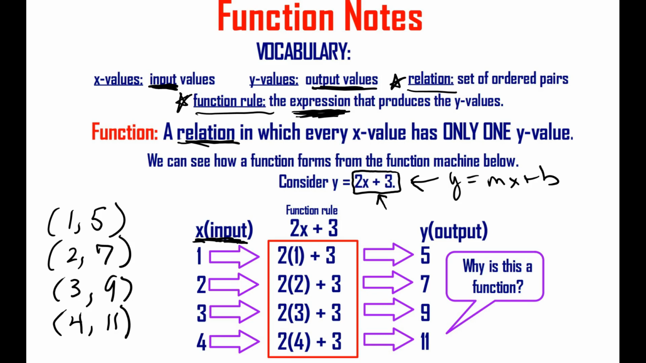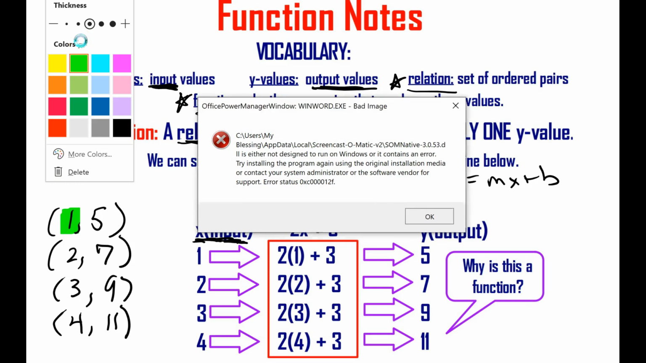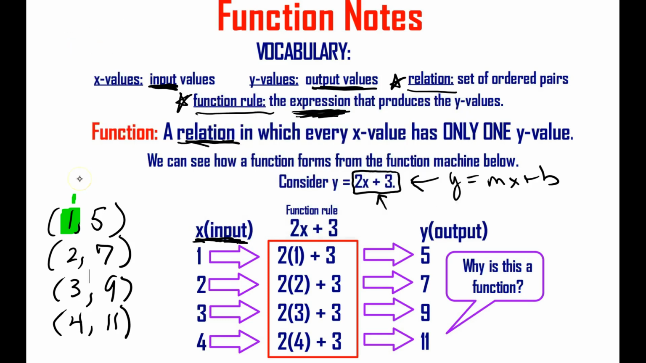So, a function is a relation in which every x value has only one y value. So let's talk about this. Does this x value have only one y value? Yes. Its y value is 5.